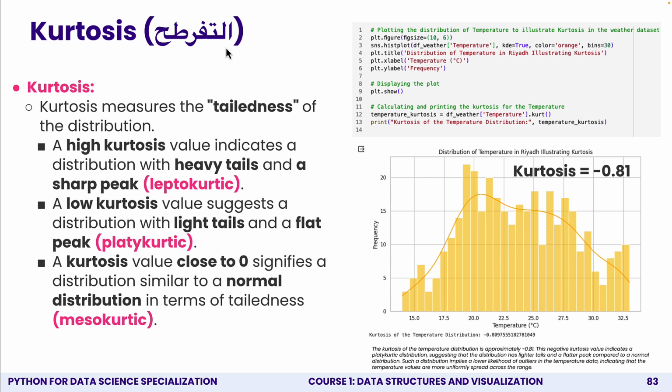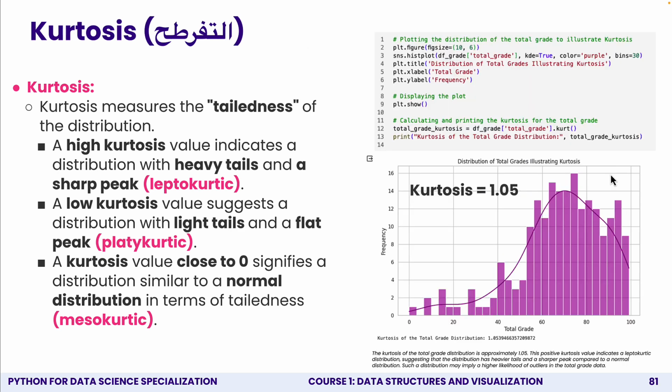Minus 0.81 indicates it's almost left skewed. Yes, it's left skewed, as you can see here. But look now, this value is smaller than this one, and this value is higher. Look now, there is a stronger peak here. Okay, a heavier peak, a sharper peak.